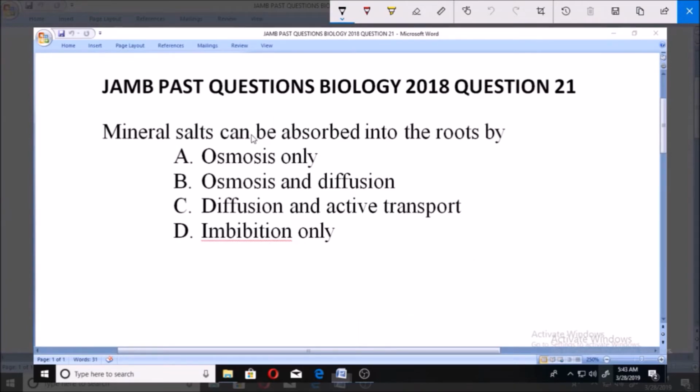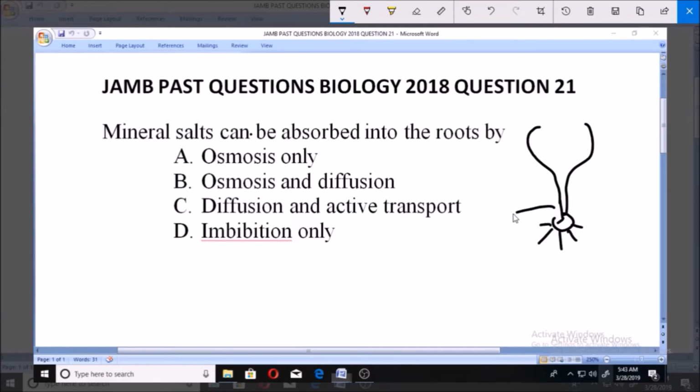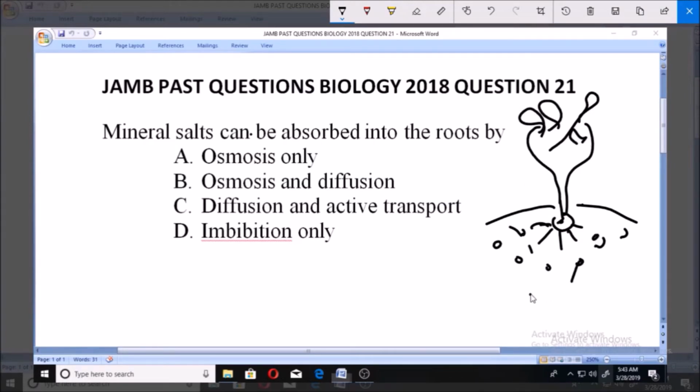Now, for us to get this into perspective, we need to understand what we actually mean. Now you have a plant, and its root system is under the soil. The soil has nutrients, mineral salts, which have to be absorbed into the roots to help the plants grow very well. So the process of absorbing these mineral salts from the soil into the plant so that the plant can grow well, what process is it? Is it osmosis? Is it osmosis and diffusion, or diffusion and active transport, or imbibition?